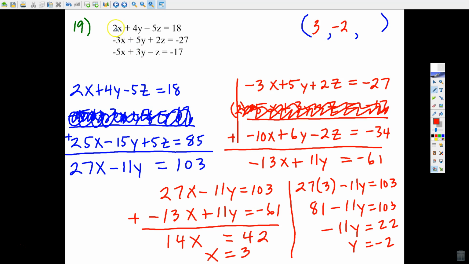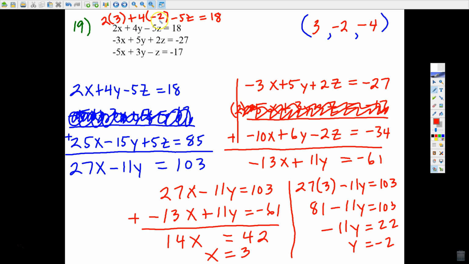All right, let's go all the way to the top, and we're going to replace x with 3. We're going to replace y with negative 2. And we're going to find z. So go ahead and work on it, and we'll see if you get the right answer. Okay, so raise your hand if you got z is negative 4. Z is negative 4. Great, you are correct.